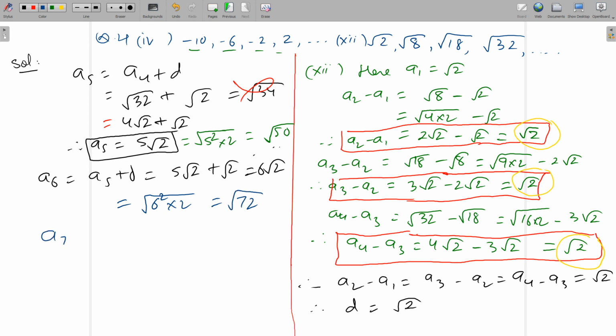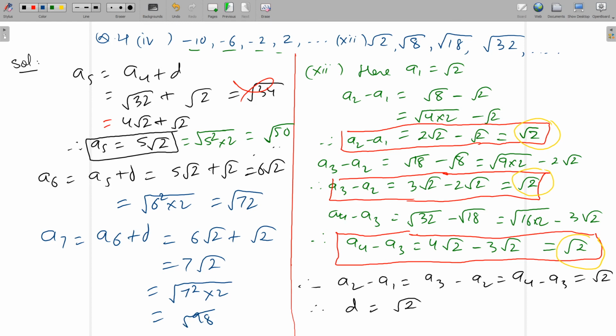Similarly, you can write a7. a7 is a6 plus d. What is a6? a6 is 6 root 2. 6 root 2 plus root 2 is 7 root 2. You can leave it as it is, or also write it as 7 square into 2 under the root. So 49 into 2, that is square root of 98, and that will be your a7.